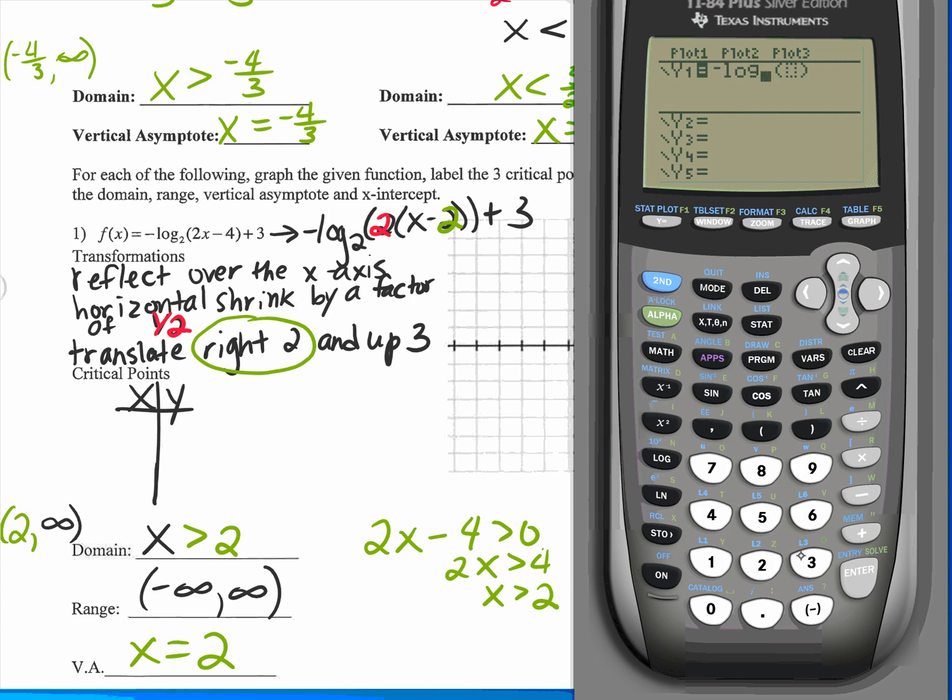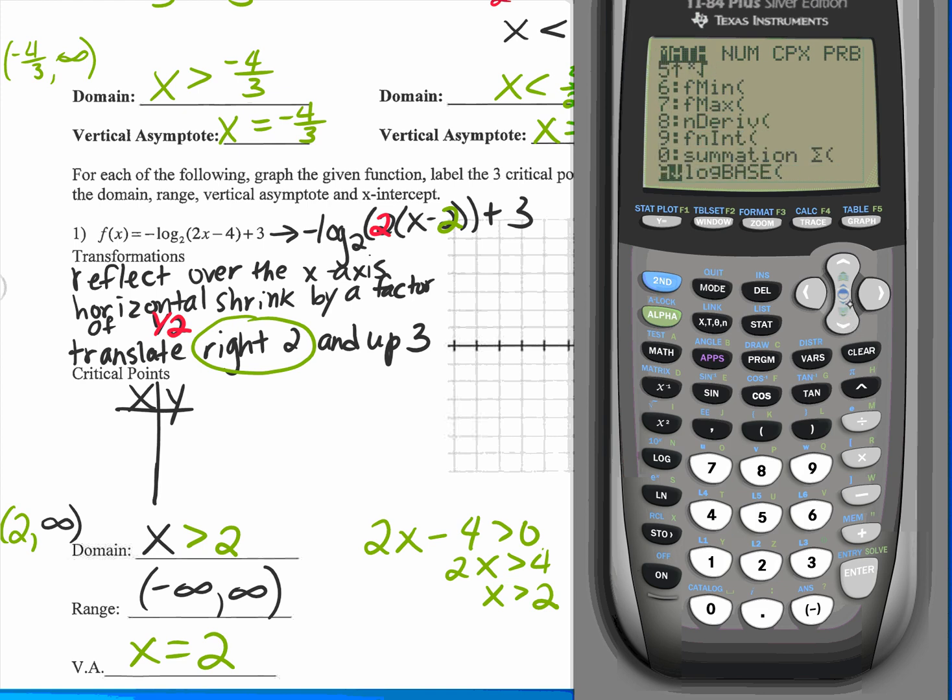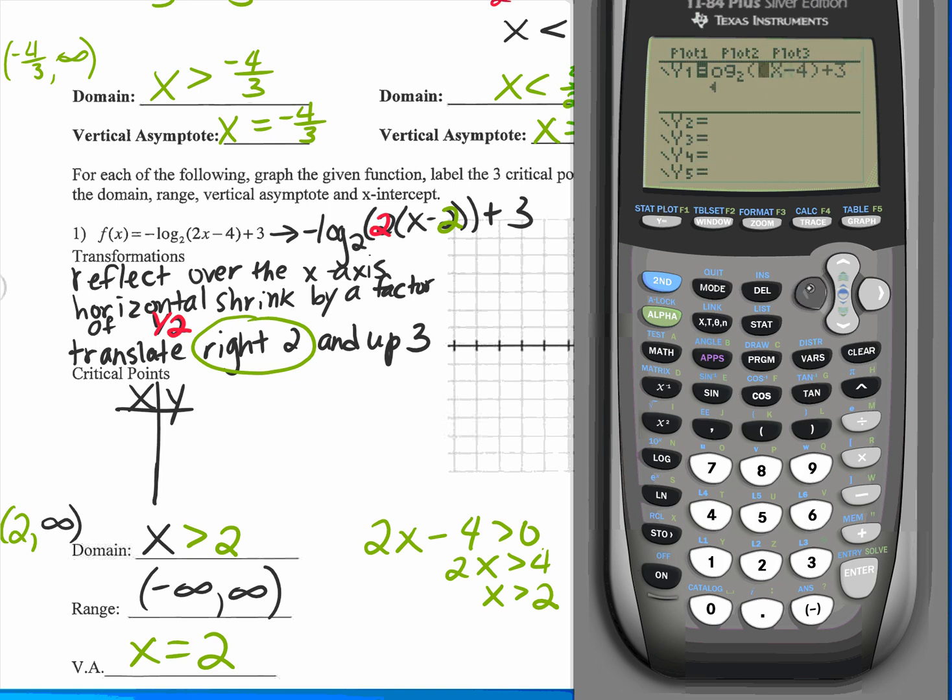And then it brings up what you need. So I'll put in the 2 and the 2x minus 4 plus 3. So again, when you're looking for a log base, math, scroll all the way down and select A, log base. Make sure if there's a number in front, you've typed that in first though, because otherwise you'll end up having to overwrite it and that can get annoying. So we have everything we need. And this is really just to help us with getting our points.